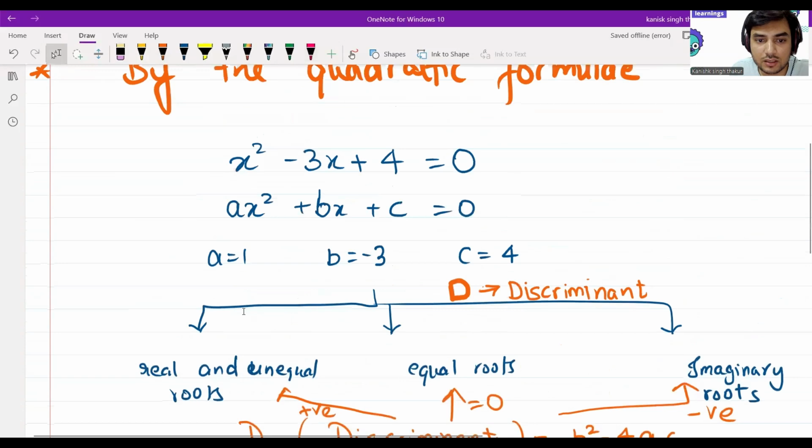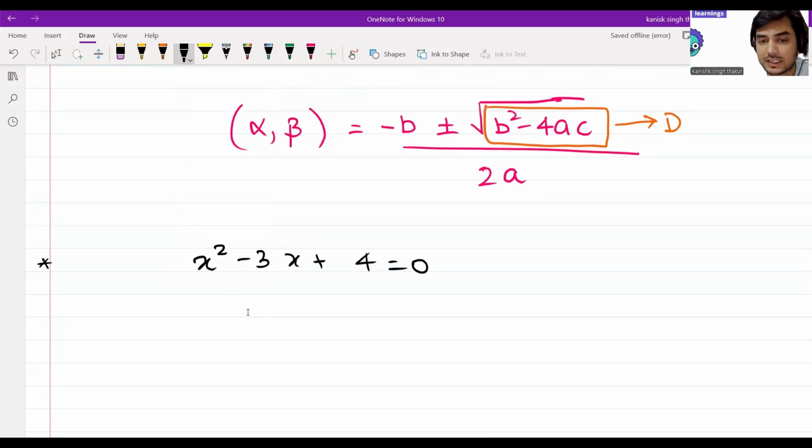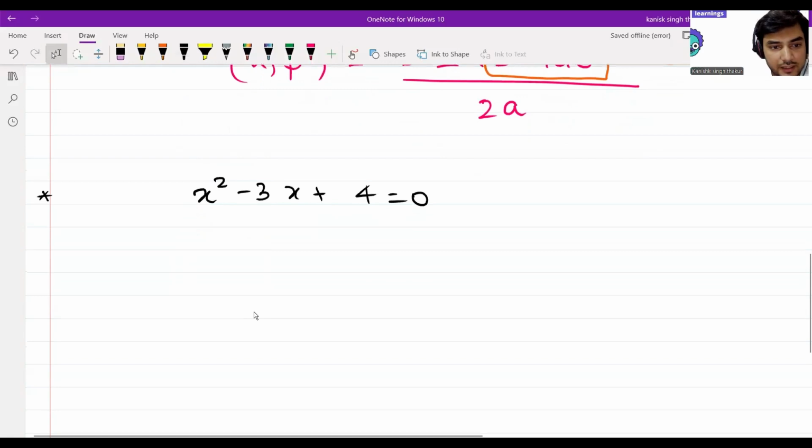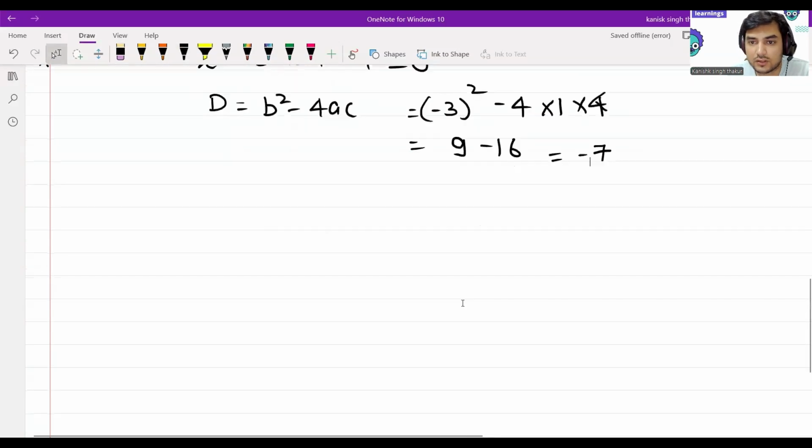So let us solve one question using this formula. Say the question is x square minus 3x plus 4 equals 0. Let me take this example. First of all, I'll check it with d. What is my d? d is equal to b square minus 4ac. Here b is equal to minus 3, so minus 3 whole square minus 4 times a, which is 1, and c, which is 4. So you have 9 minus 16. So you get d as minus 7, isn't it? So imaginary roots will be there for this quadratic equation.